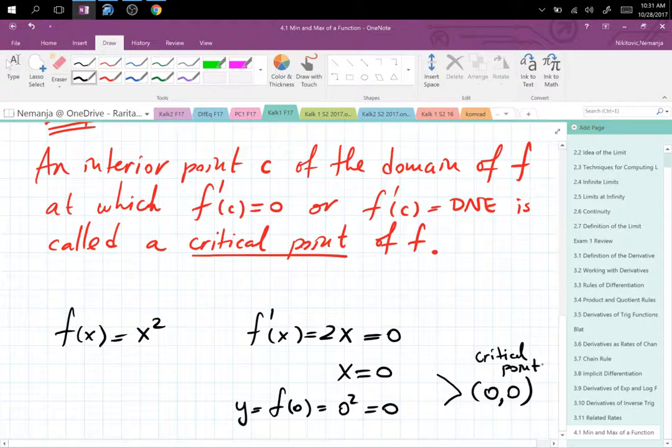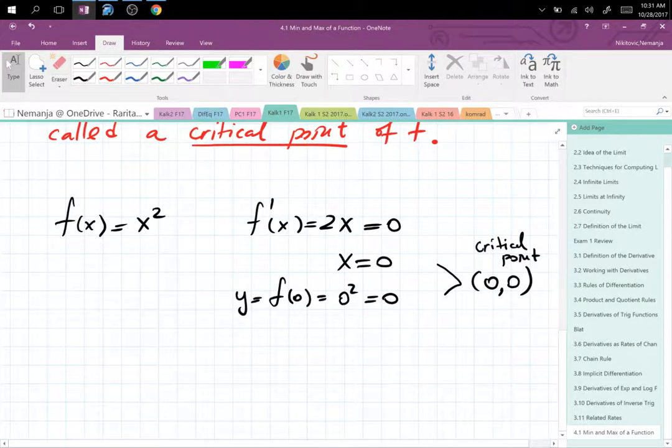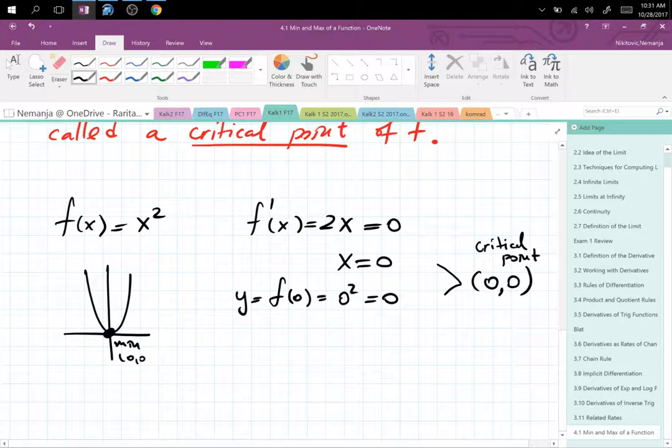Now, we know for x squared, which is a parabola, that you have that minimum at (0, 0). That was easy, right? Because we already know. But we show the calculus way of analysis to calculate (0, 0) using derivatives and so on.